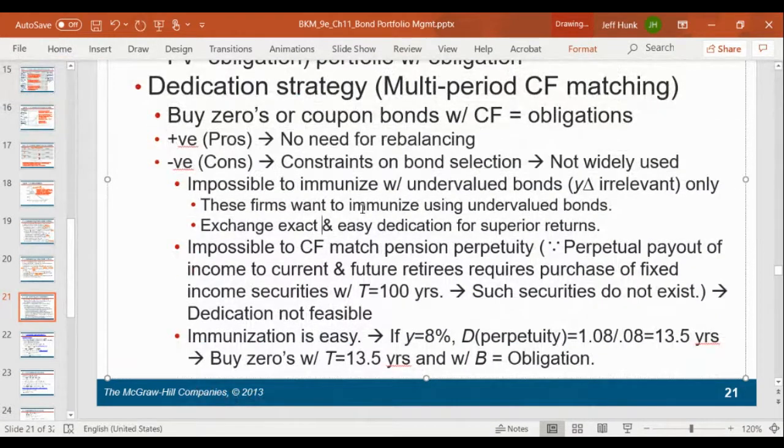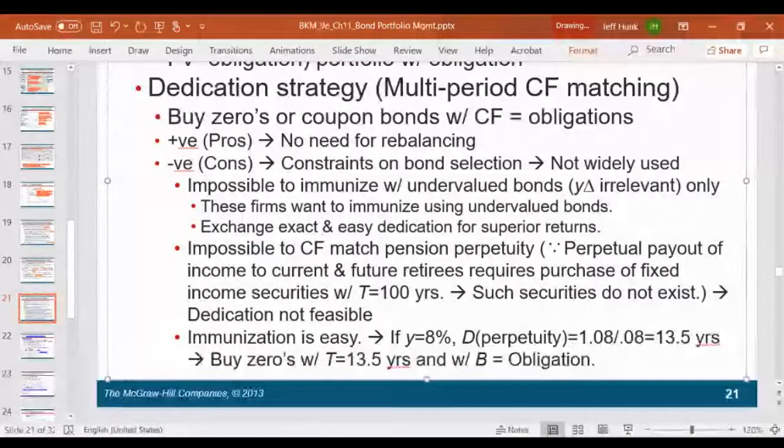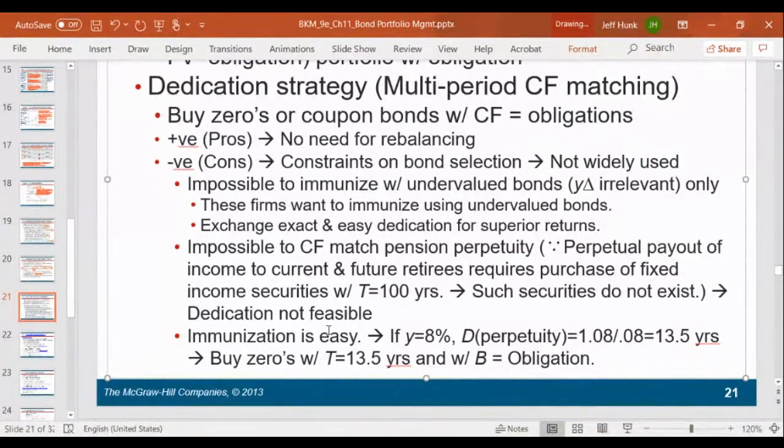Okay. Now, why are there constraints on bond selection? Of course, there will be, for multi-period, to match the obligation and your portfolio without rebalancing. Obviously, first of all, it's impossible to immunize with undervalued bonds. Okay.